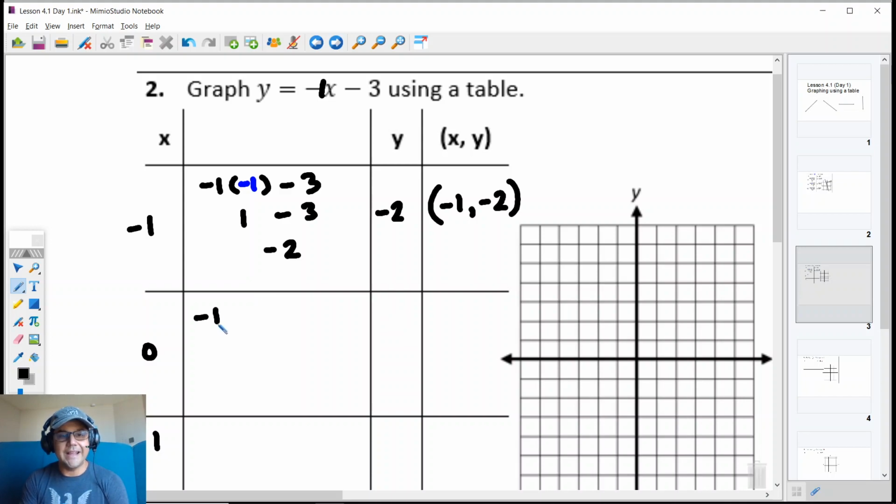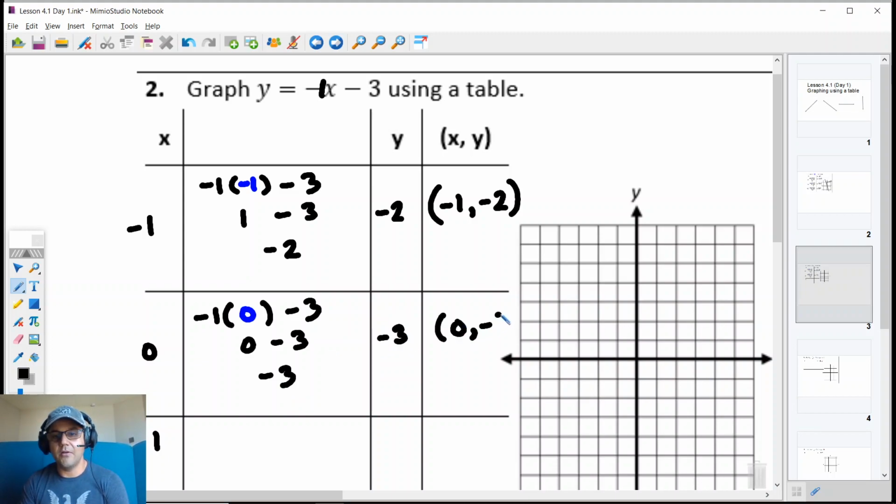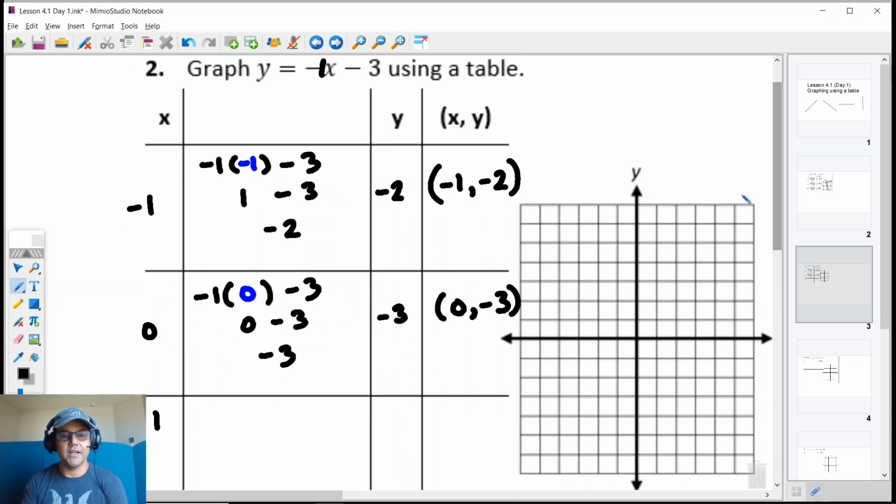All right, so we've got -1 times 0, because that's what the x is going to be, subtract 3. So I'm going to insert 0, substitute it. -1 times 0 is just 0, subtract 3 is just -3. So some of you might be thinking, okay, I see the pattern already. Again, the x's are increasing by 1, the y's are decreasing by 1, so you might be able to predict what that last y is going to be. But we're going to go ahead and verify that.